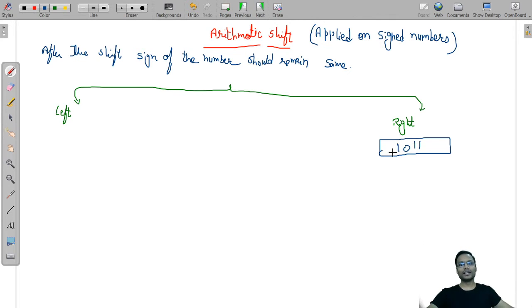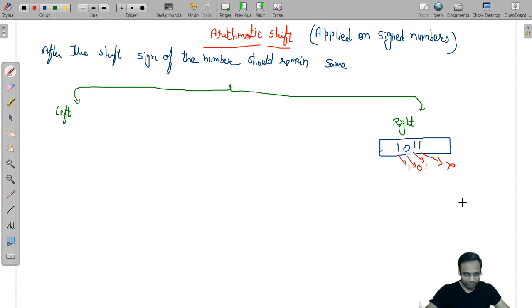How can I say that? Just because the MSB bit is 1. You are all aware of the basic number system, which says if the first bit is 1 it means a negative number, if it is 0 then a positive number. So it is a negative number. If it is a negative number, then after the shift also it should be a negative number. So how to perform the shift operation? Very simple thing. Rightmost bit is discarded.